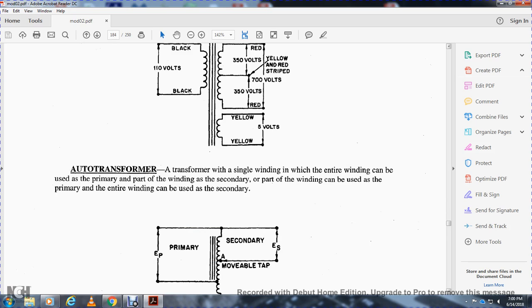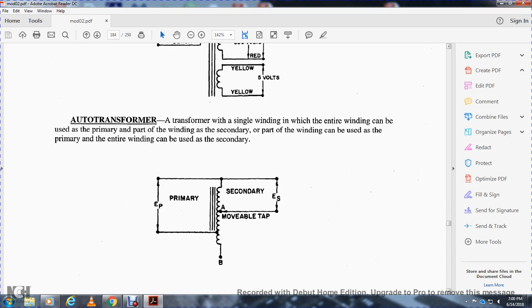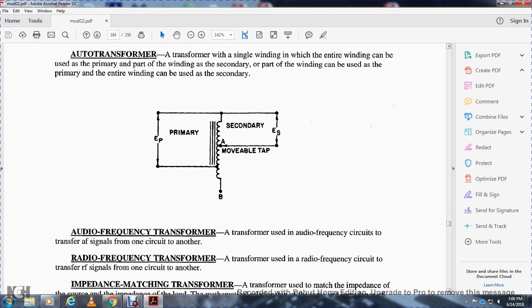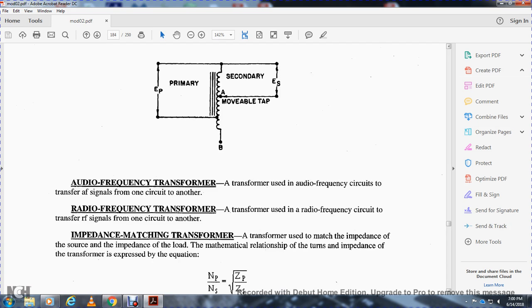Autotransformer: a transformer with a single winding where the entire winding can be used as the primary, or part of the winding can be used as the secondary. The entire winding can also be used as the secondary. Alright, so this is a movable tap on the secondary winding, so it increases the voltage between A and B, primary voltage to secondary voltage. Audio frequency transformer: a transformer used in audio frequency circuits to transfer signals from one circuit to another. Radio frequency transformer: a transformer used in radio frequency circuits to transfer RF signals from one circuit to another.